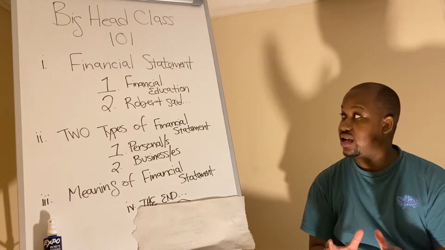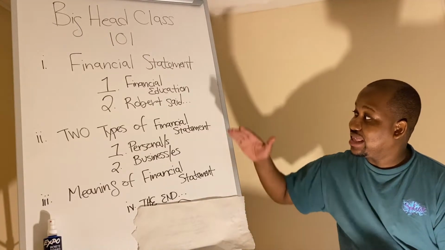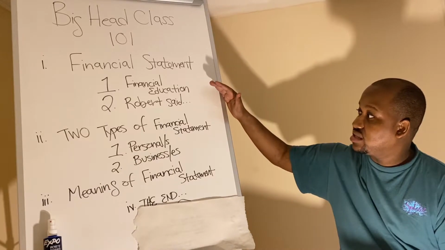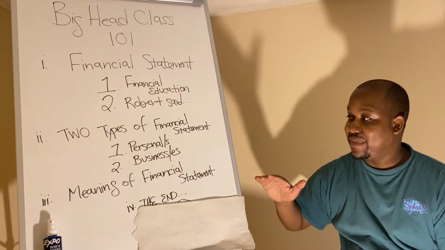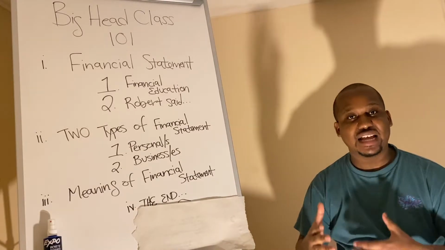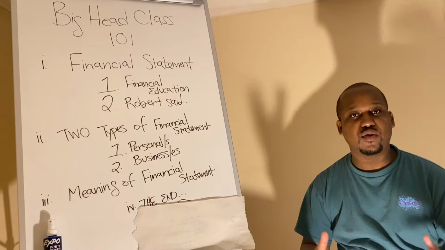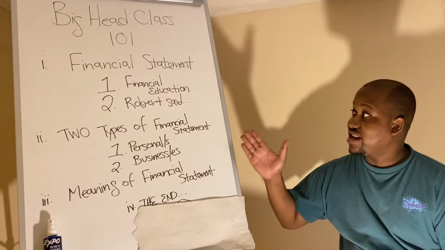As you can see, I listed on my board what I'm going to talk about. First, we're going to talk about financial statement. We're going to talk about the two types of financial statement. And we're going to talk about the meaning of financial statement. As the video goes on, we're going to end the video on a good note. Let's first start with financial statement.